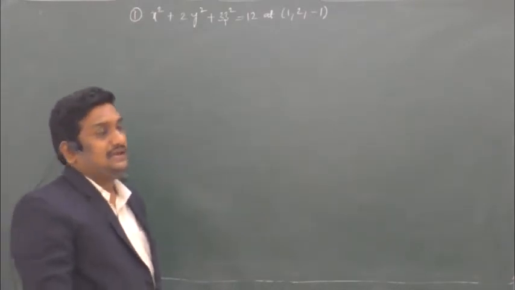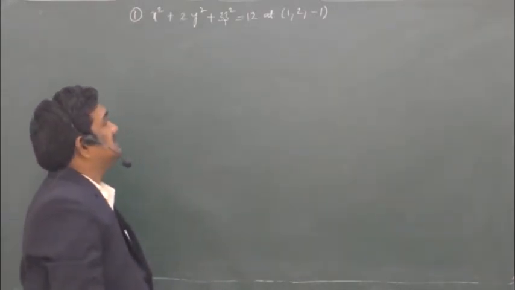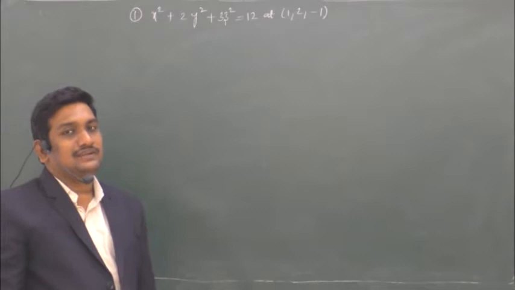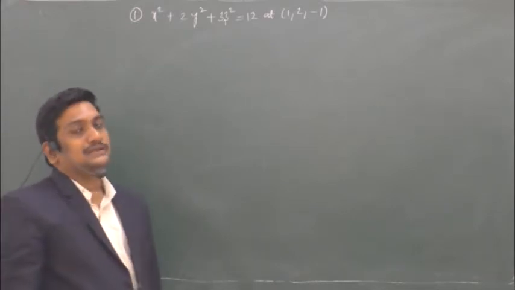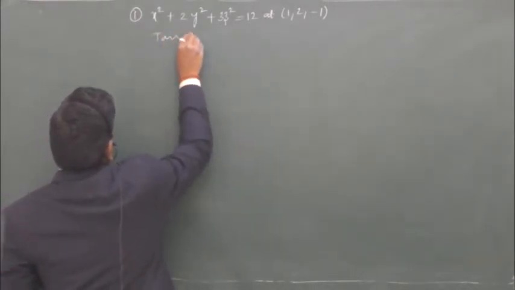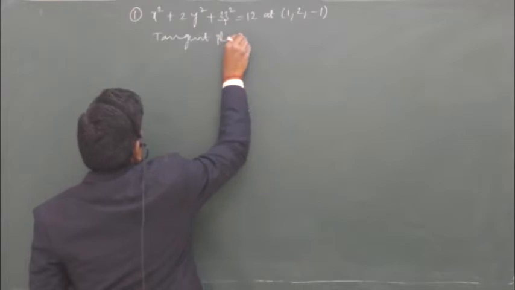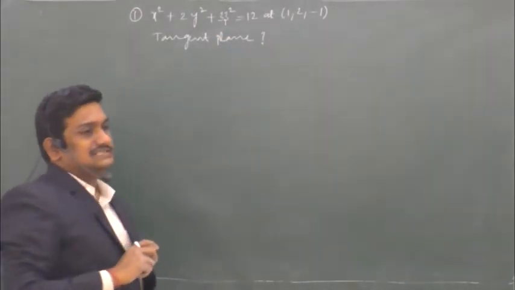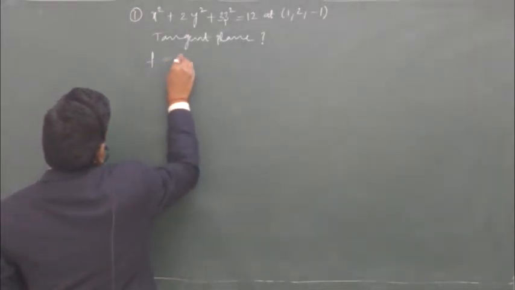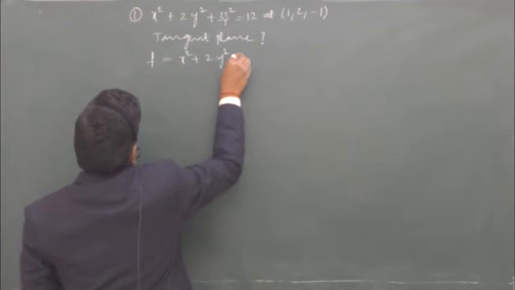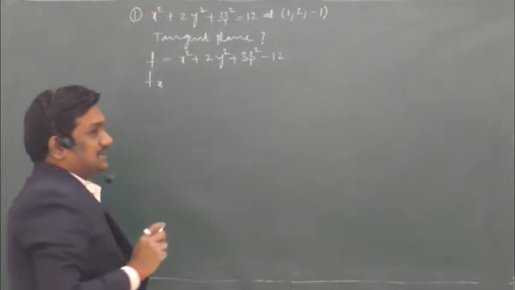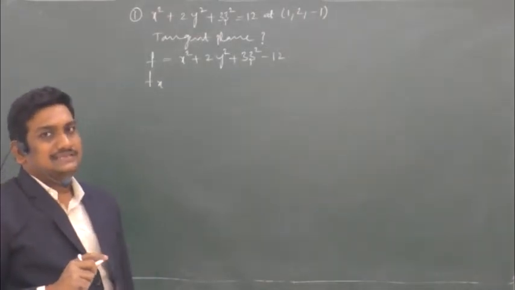A surface is given by x square plus 2y square plus 3z square equals to 12. You need to find the tangent plane for this surface at the point 1, 2, minus 1. Okay, so let us find the tangent plane. Now let us consider the surface equation as small f. So it is equal to x square plus 2y square plus 3z square minus 12, and identify partial derivatives with respect to x, y and z.